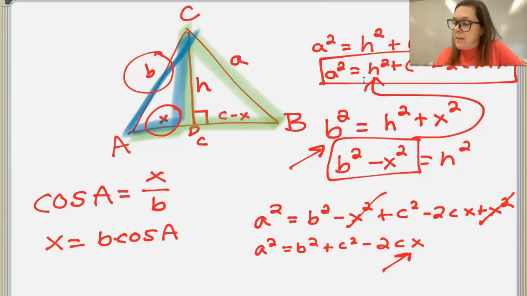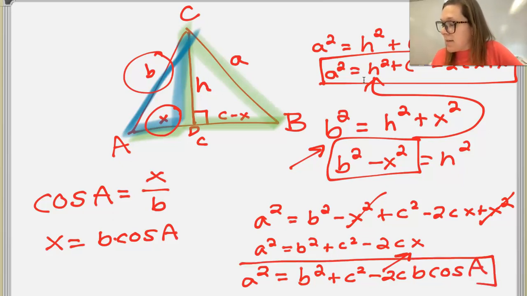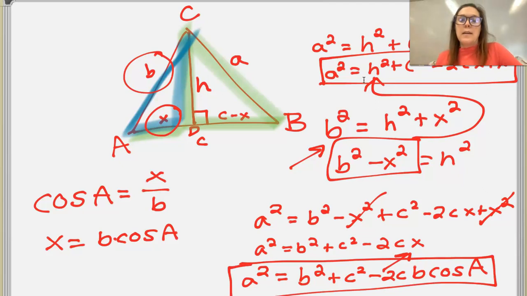So now I can input that in place of x over on the right. So a squared is equal to b squared plus c squared minus 2cb cosine of A. And that is our law of cosines right there in a nutshell. And that can work for any variation.